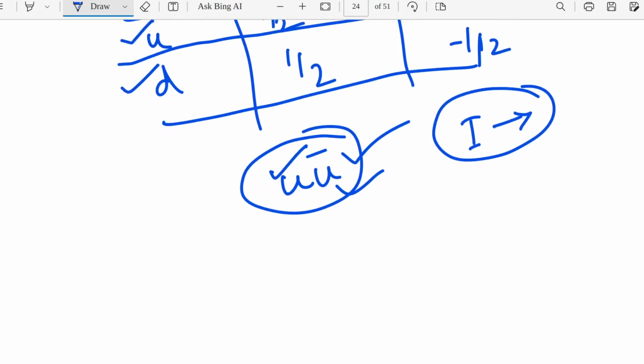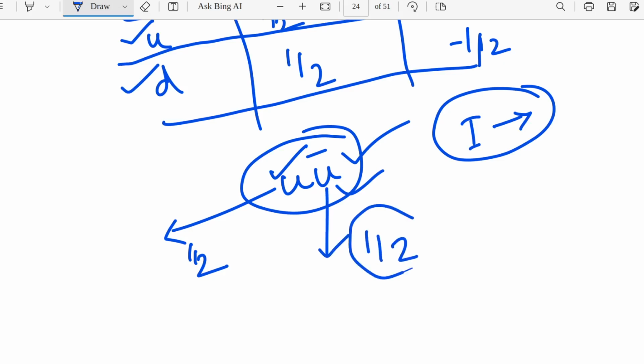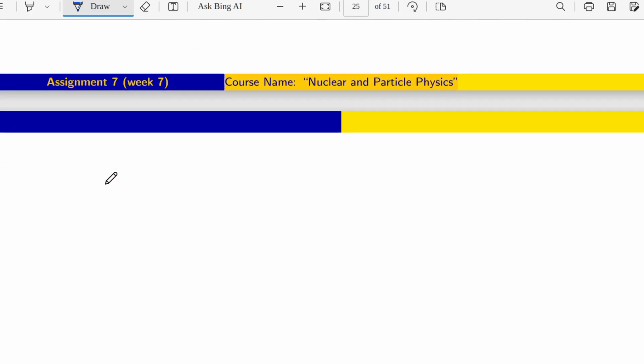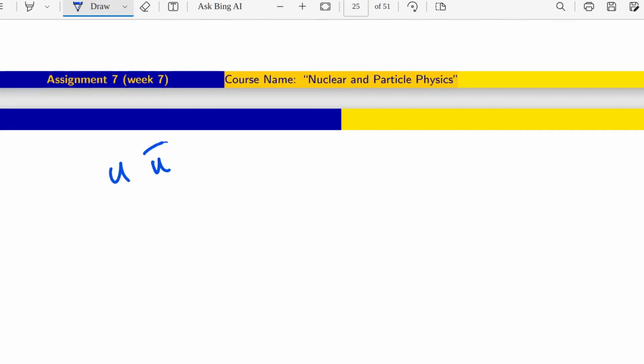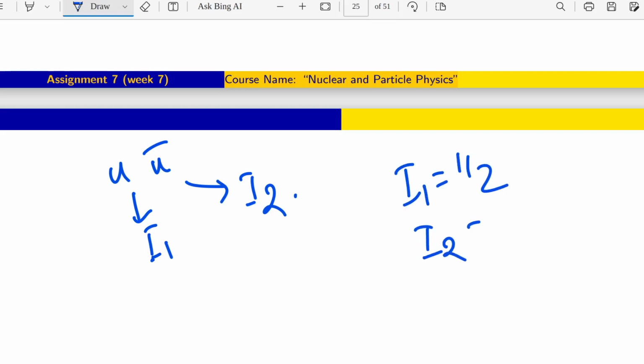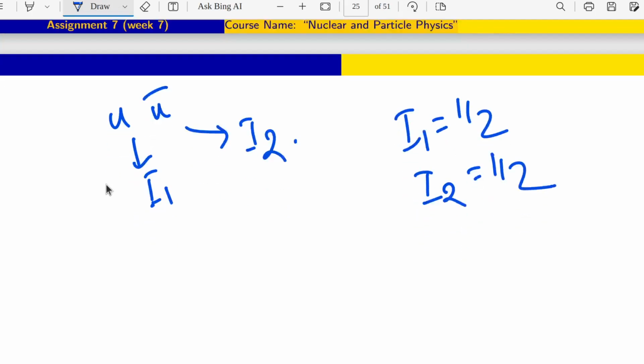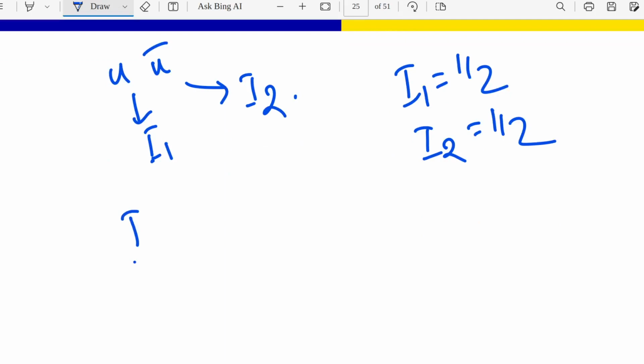Here for the I value, this U has half I. This U bar also has a half I. So the combined I should be, let's say, for U U bar. This has I1, this has I2. So I1 is half, I2 is half. So what will be the combined value of I?